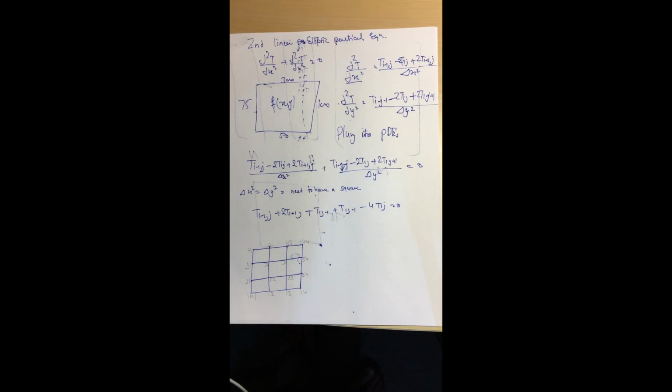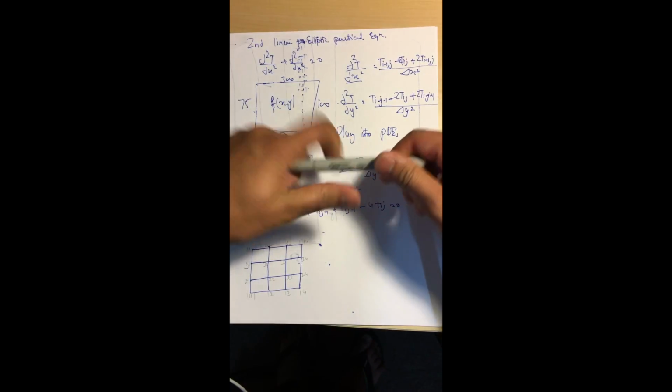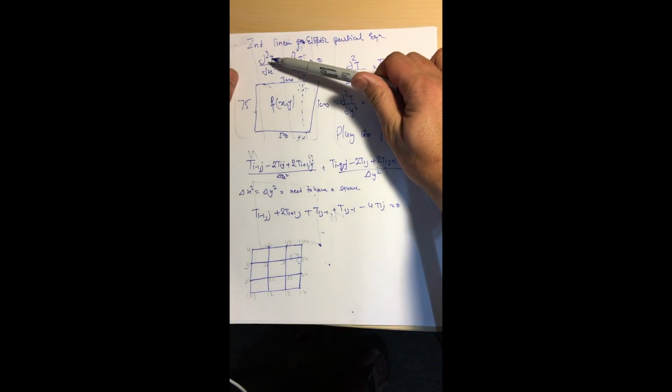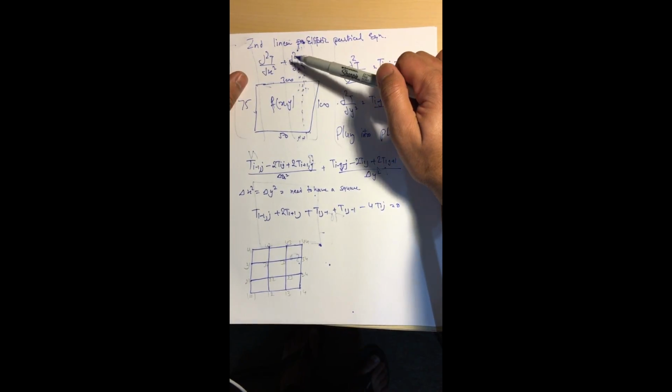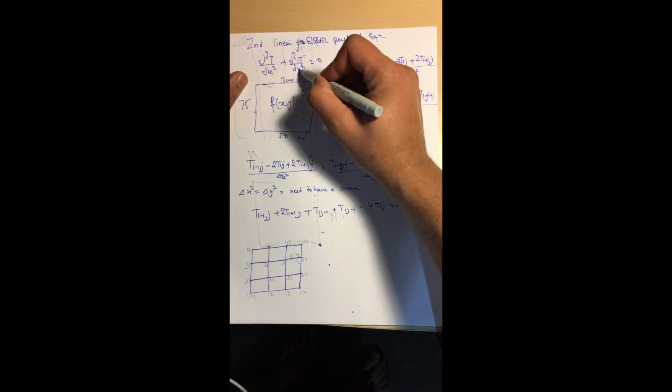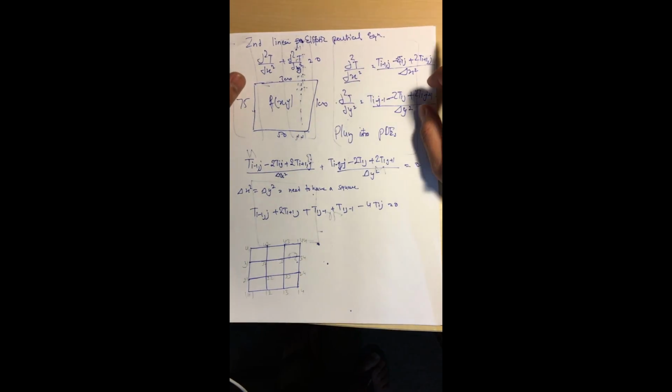Today I'm going to do second order linear elliptic partial differential equations. So this is our equation: d squared T by dx squared plus d squared T by dy squared is equal to 0. This is our change in temperature in the x direction and change in temperature in the y direction.